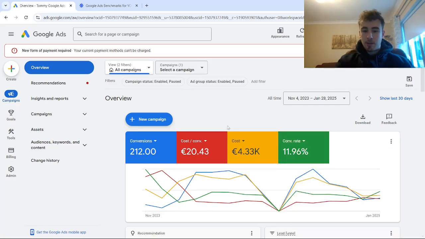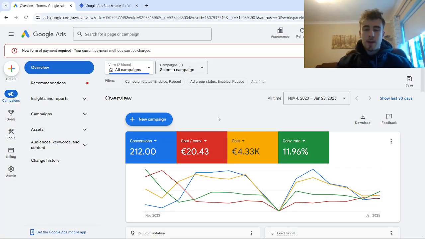So you're able to look at your cost per clicks, the amount of conversions you have overall, the cost per conversion, and so on. Those are the main metrics you'd be looking at when it comes to conversion data specifically. And you can see here, for example, that this is a roofing campaign we're running with a conversion rate of almost 12%.